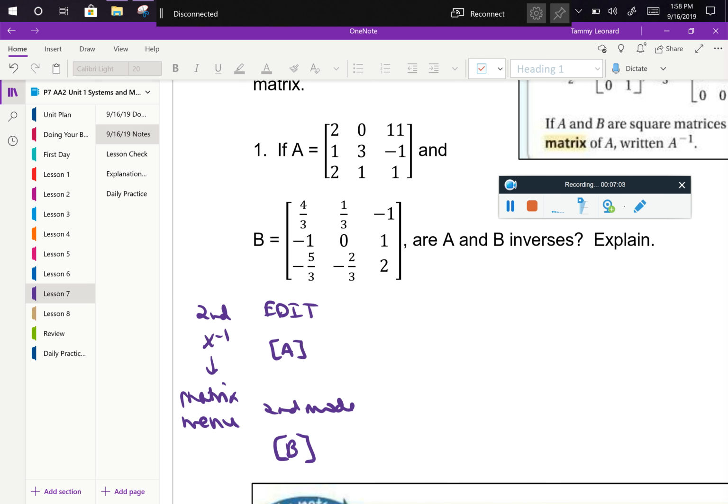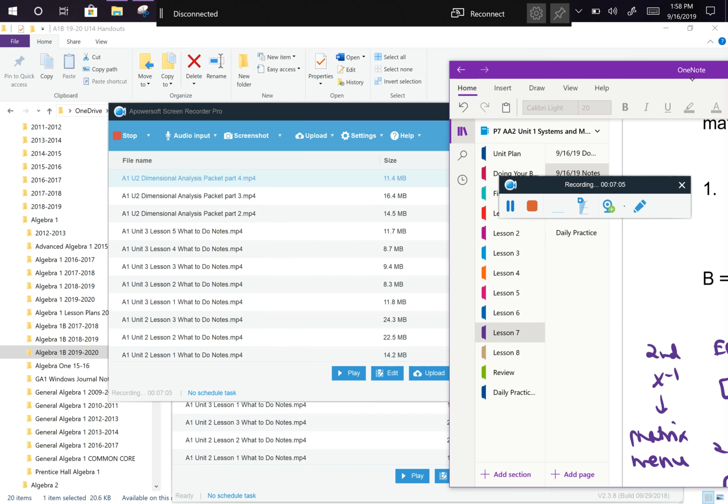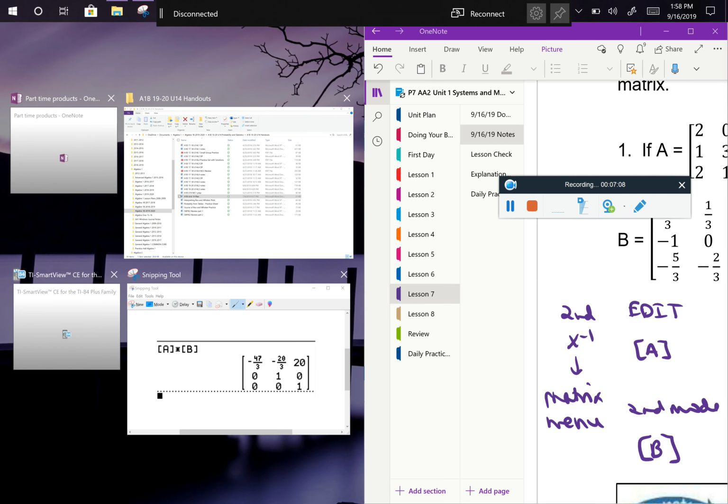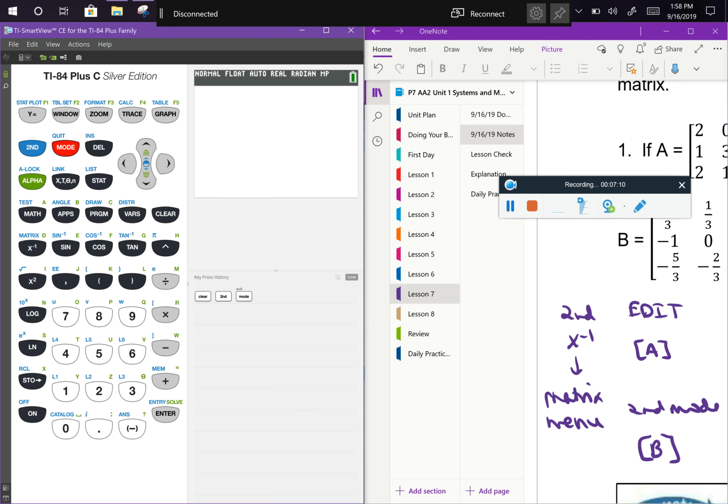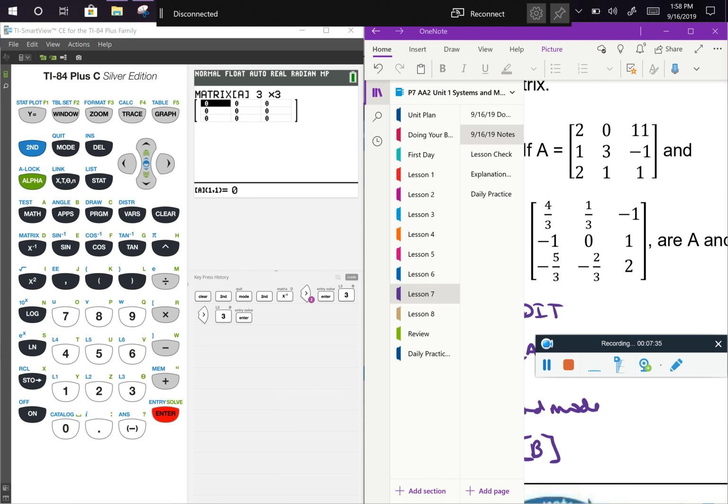Okay, so if I go look at that, I've written down the steps for you. There's my calculator. I would do second x to the negative first to get into the matrix menu. I would go over to edit, and I would choose matrix A. From matrix A, notice this one is currently the wrong size. I need a 3 by 3 matrix. So I'm going to tell it that I want a 3 by 3 matrix and hit enter, and it sizes the matrix appropriately. Then I'm going to take matrix A and I'm going to put it in there.